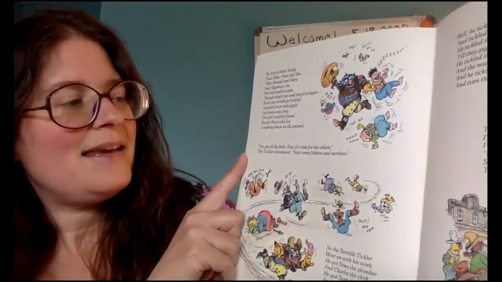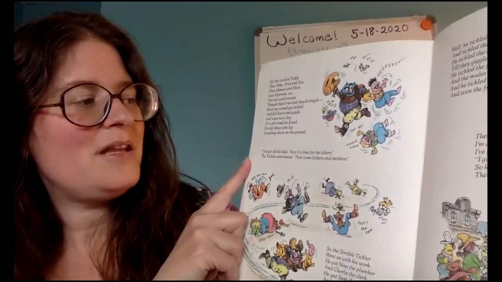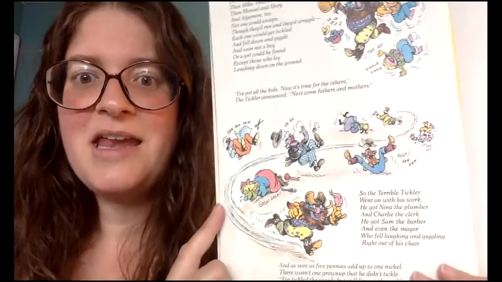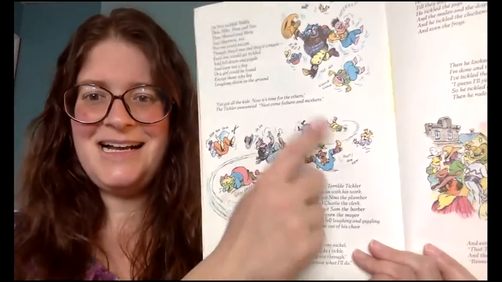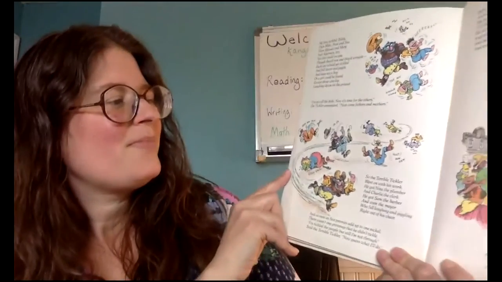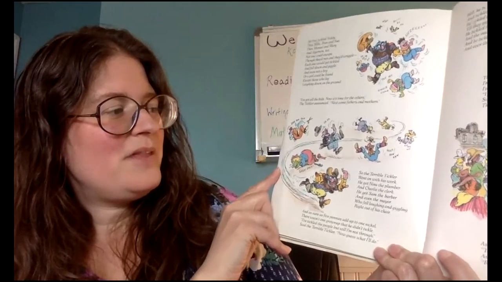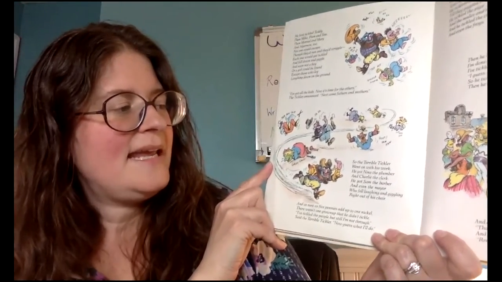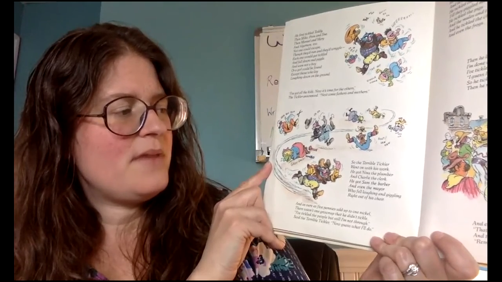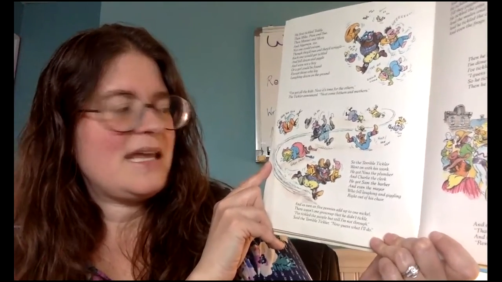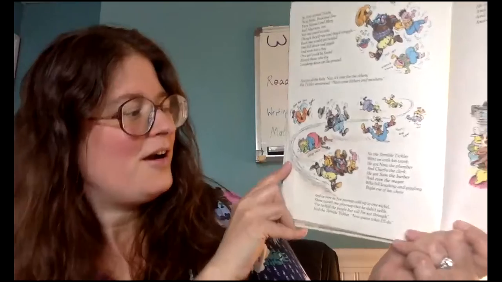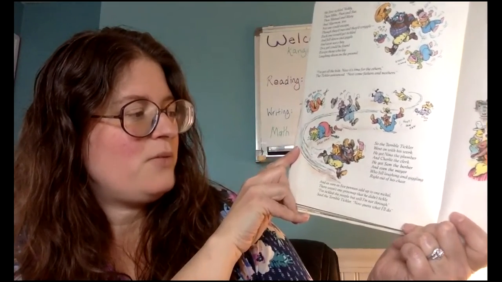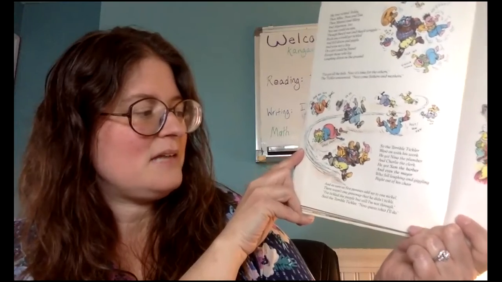I've got all the kids. Now it's time for the others, the tickler announced. Next come fathers and mothers. Tickle, tickle, tickle, tickle. So the terrible tickler went on with his work. He got Nina the plumber and Charlie the clerk. He got Sam the barber and even the mayor, who fell laughing and giggling right out of his chair. And as sure as 5 pennies add up to 1 nickel, there wasn't one grown-up that he didn't tickle.